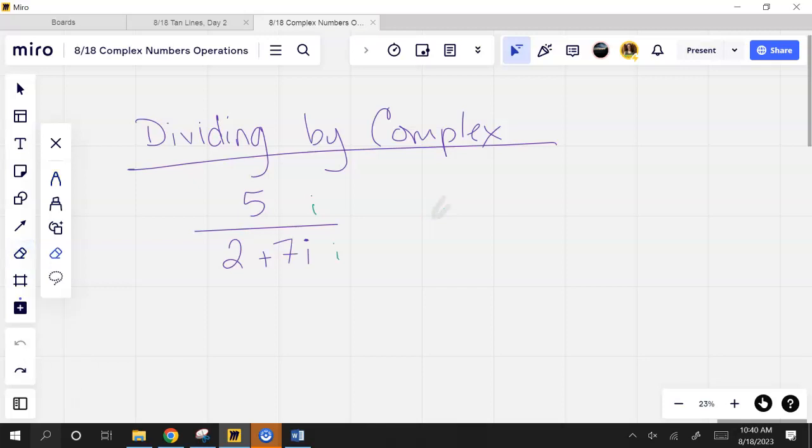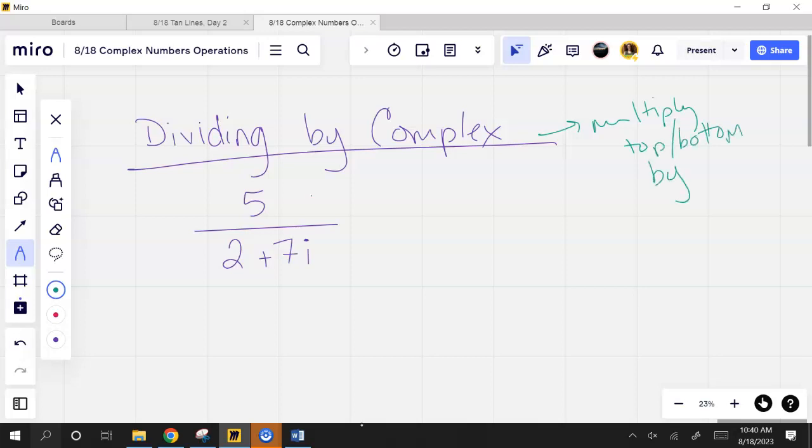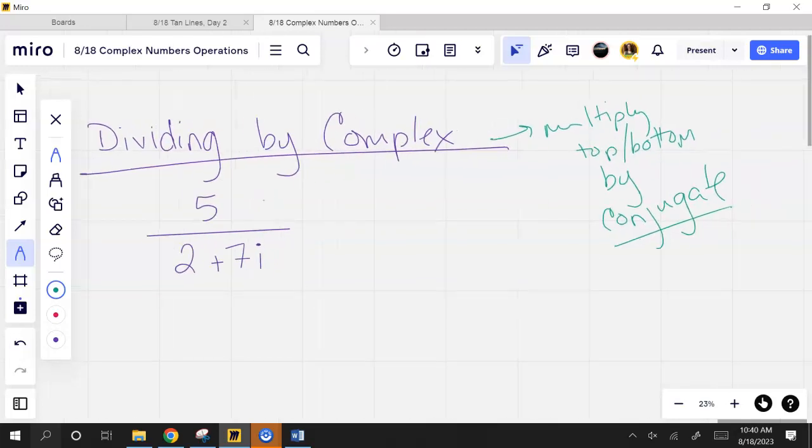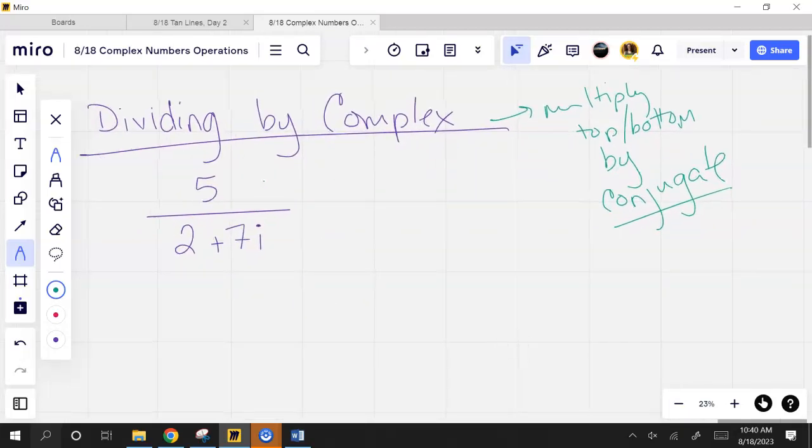I'm going to multiply the top and the bottom by the conjugate. Have you guys heard of a conjugate before? What's a conjugate? Not that kind of conjugate. This is a mathematical conjugate. All right, here's what a conjugate is. A conjugate keeps everything the same except the middle sign.